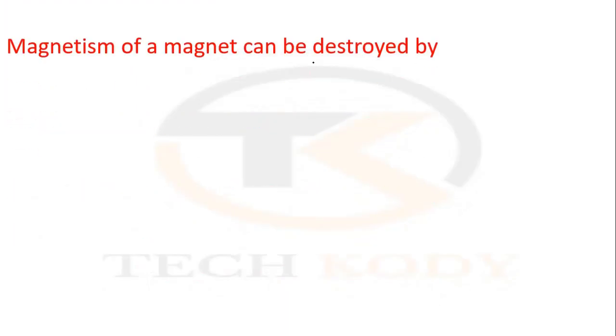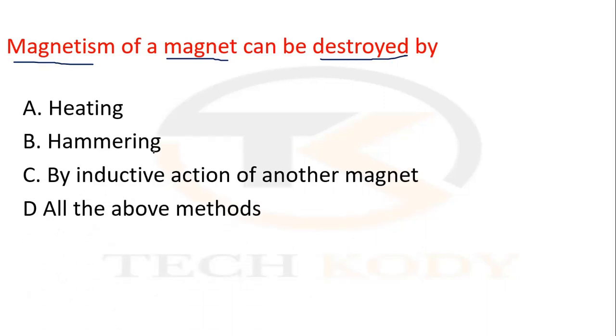Magnetism of a magnet can be destroyed by heating, hammering, by inductive action of another magnet, or all the above. It is a repeated question in some of the competitive exams in central and state level. Please remember that the magnetism of a magnet can be destroyed by heating, hammering, and by inductive action of another magnet.